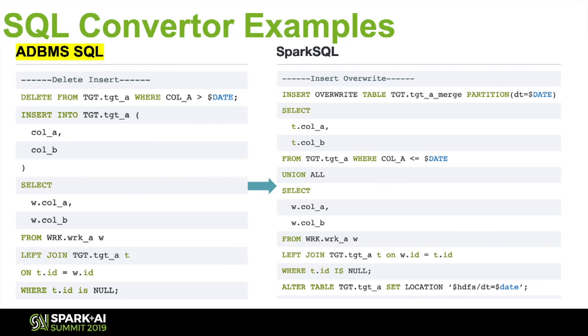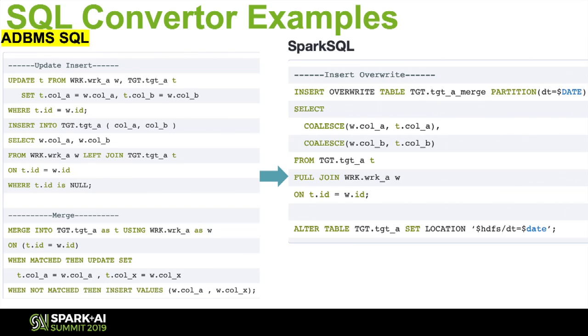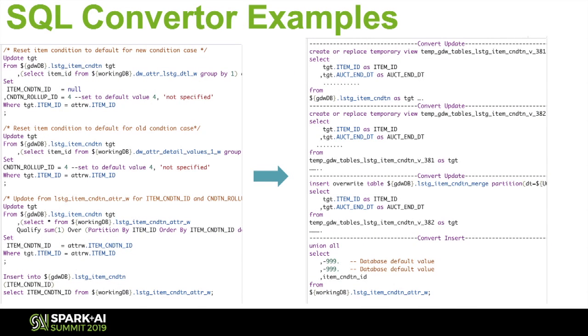Here is one real use case. Delete and insert would be converted to a union all. Update or insert or merge could be converted to a full join or union all as well. The multiple update and insert case would be handled with a temporary view. That is to say, we will create temporary views to hold the intermediate results and then do a final merge.